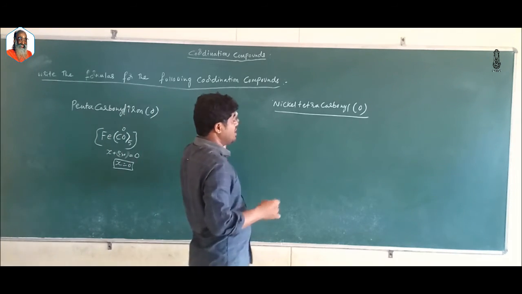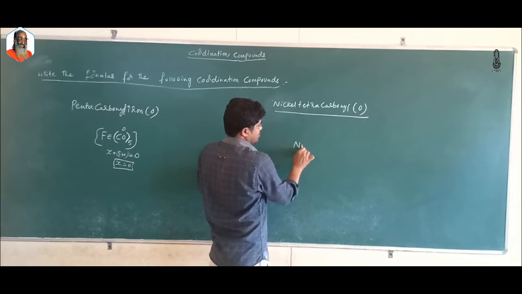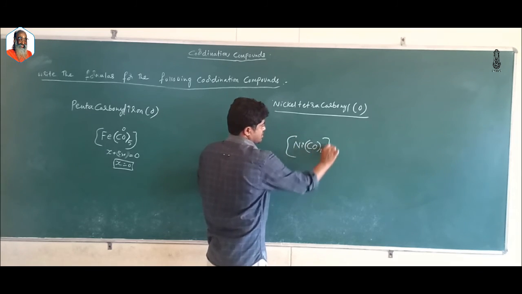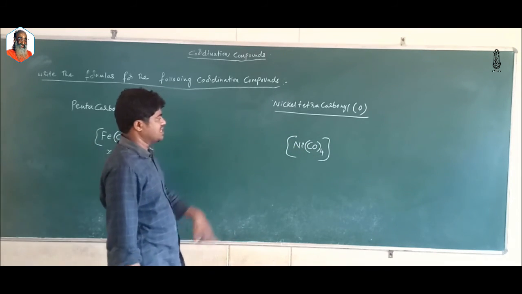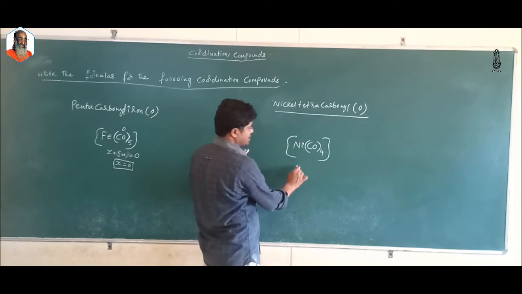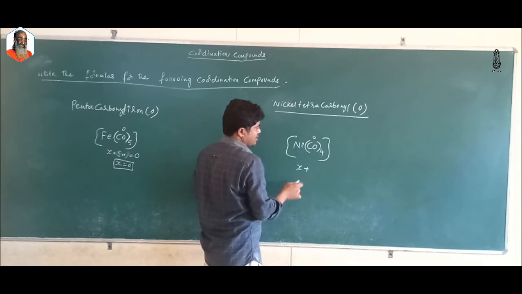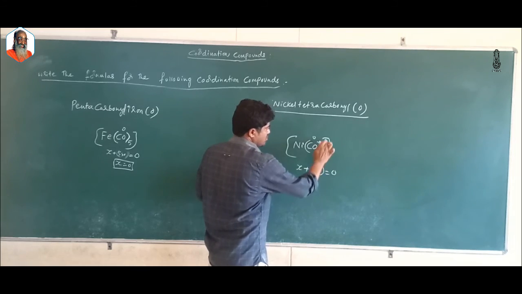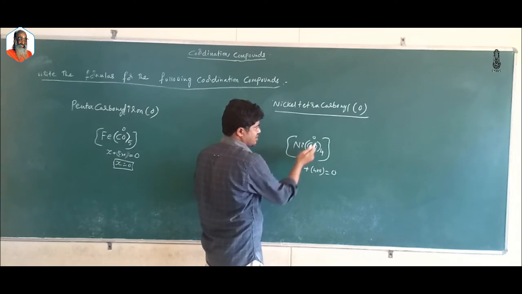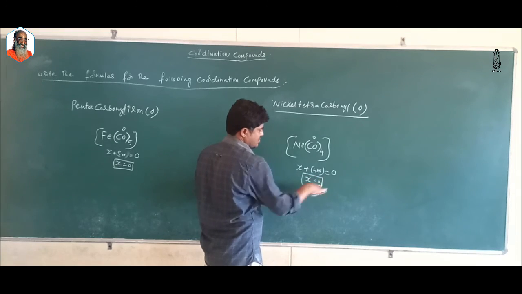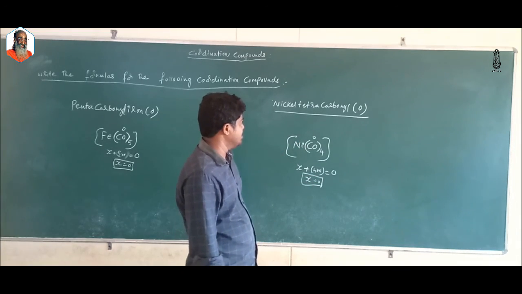Nickel tetracarbonyl(0). Nickel tetracarbonyl. This is the formula of this complex, Ni(CO)4. That's all. So how is the oxidation state of nickel 0? x plus the charge on carbon monoxide, which is a neutral ligand, so 4 into 0. The sum of oxidation states is equal to the charge on the complex. If there is no charge, just keep 0. x plus 4 into 0, x is equal to 0. So the oxidation state of nickel in this complex is 0.